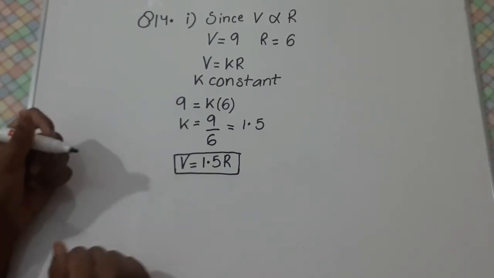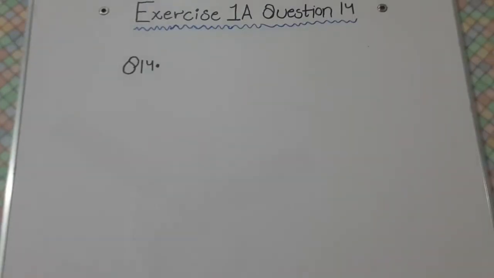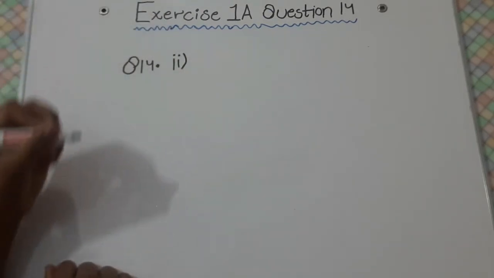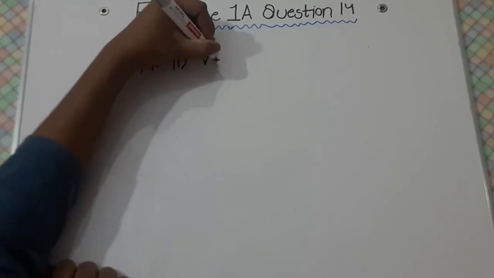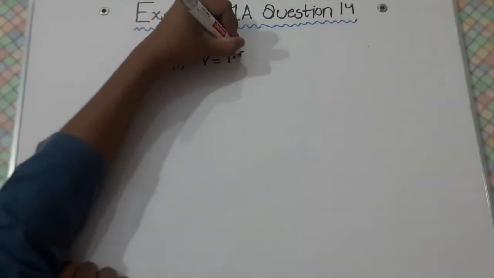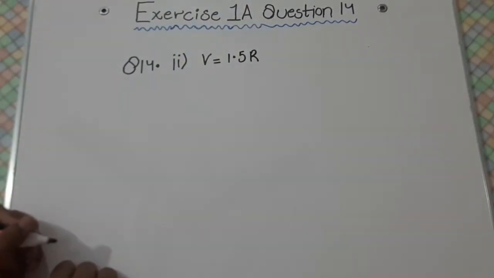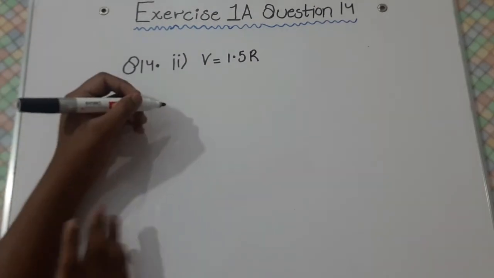So let's move towards part 2. Now let's start solving part 2. Part 2 is find the value of V when R is 15. So what was our equation? That was V equals 1.5, which is K, and R. This is the main equation from which we are going to solve this part.